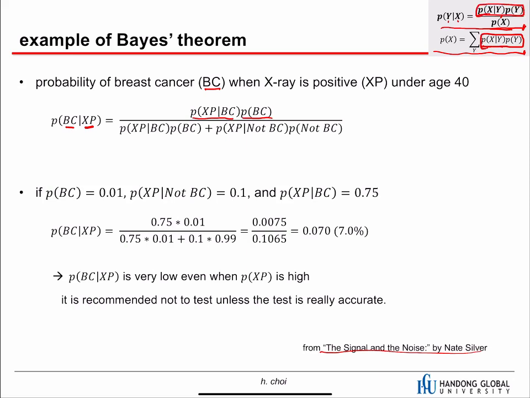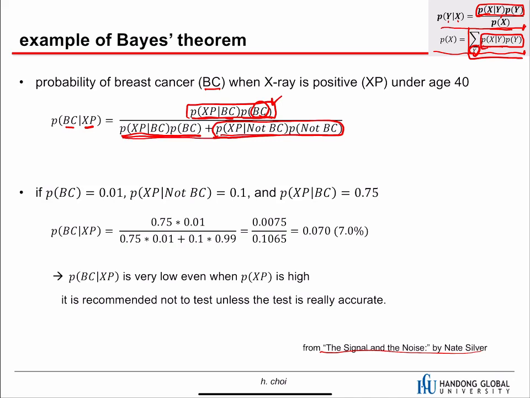So we have to use this term and this term. In this case, Y is changing. So in this equation, Y is BC. It is a specific case. When Y is BC, then we have this term in this summation. When Y is not BC, then we have this term. So we have a summation here.